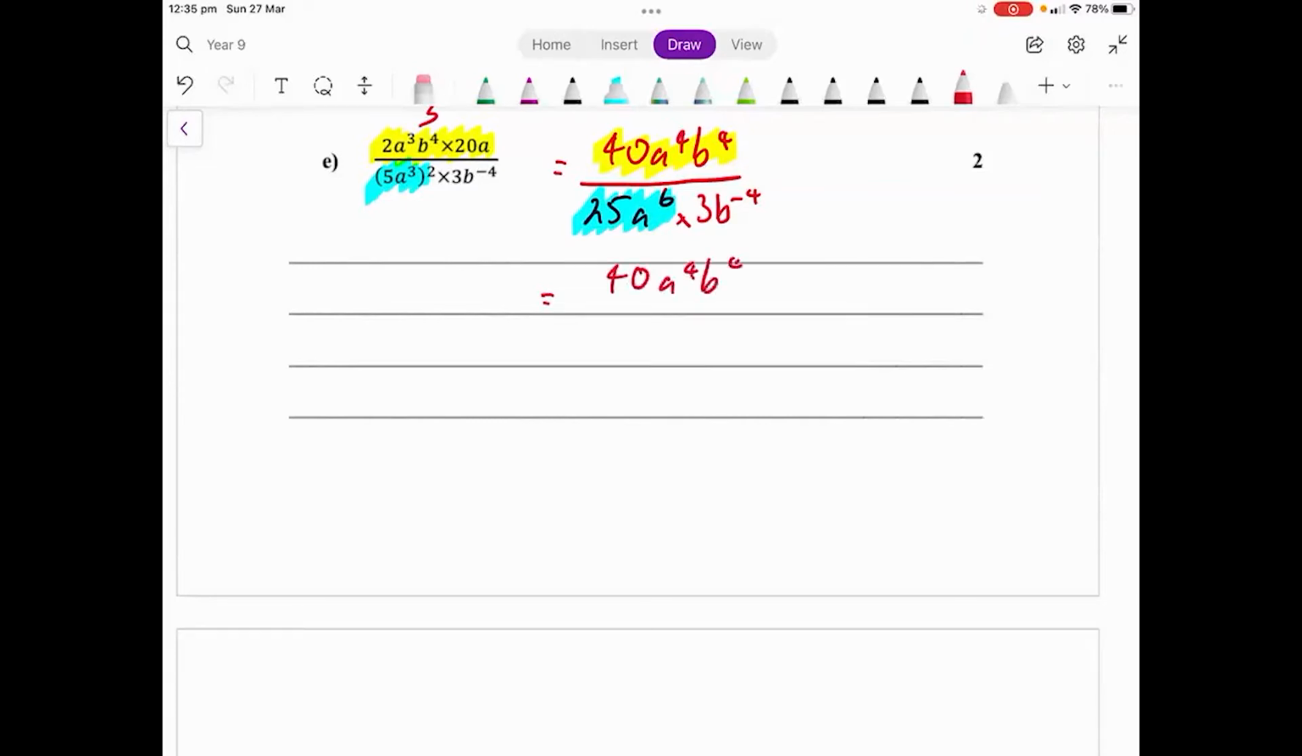Finally, we're going to clean up our entire fraction. So 40 over 75 gives us 8 over 15. A to the power of 4 over a to the power of 6 means there's a squared extra, but on the denominator. So a squared goes on the denominator. Now for the b's, you got to be careful here not to just simply cancel them away. We have 4 minus minus 4 for the powers. That means 4 plus 4, which is b to the power of 8.